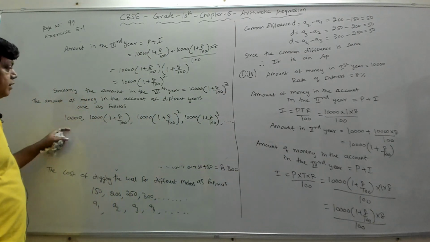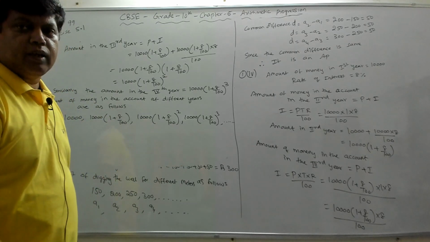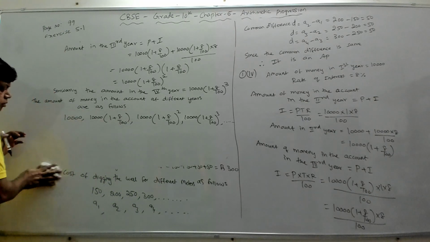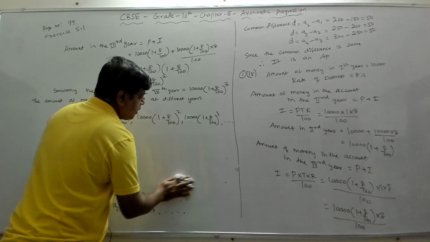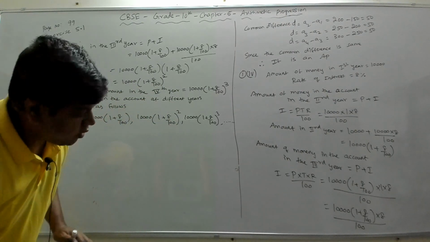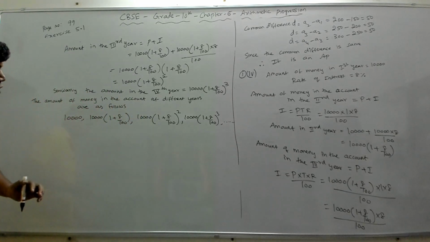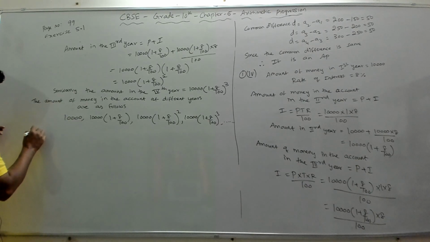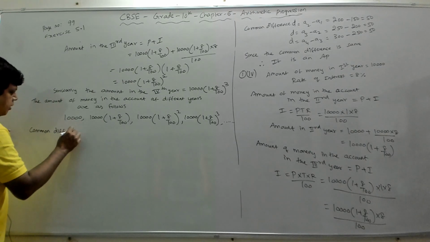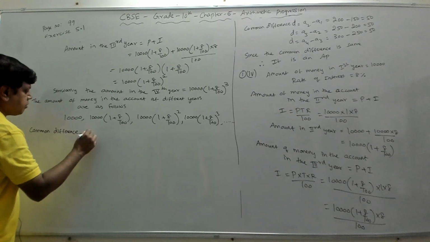Fine. Now we should check whether this list of numbers forms an AP. Now how do we check that? Again we have to find the common difference. So again we should focus on finding the common difference. Now what is the common difference? Common difference is d.